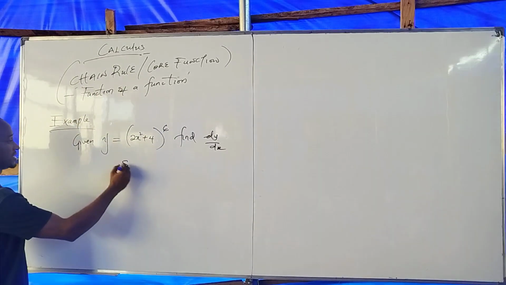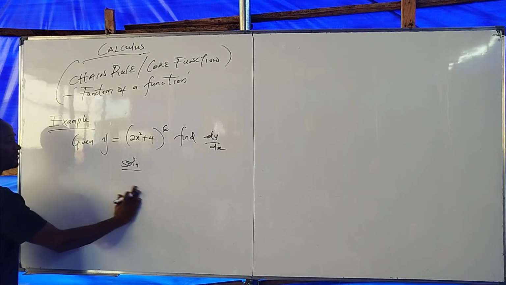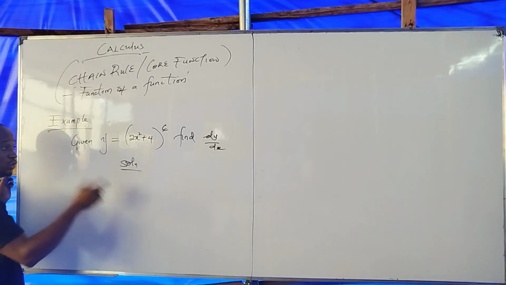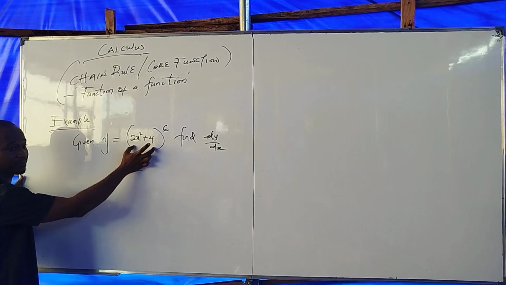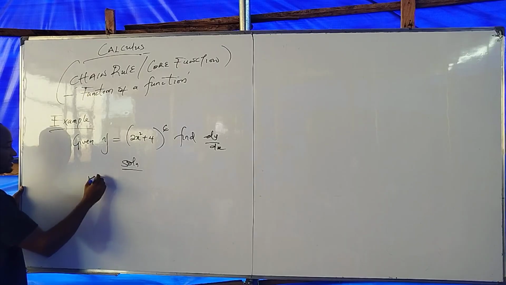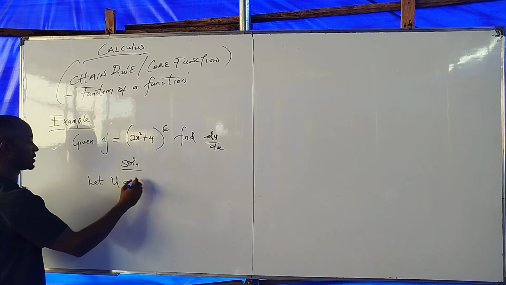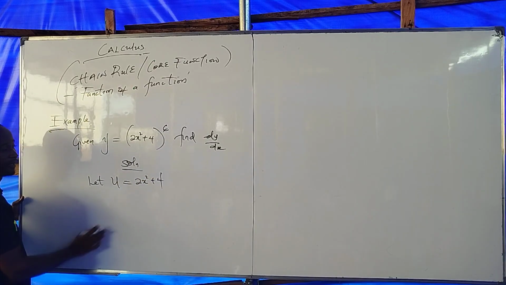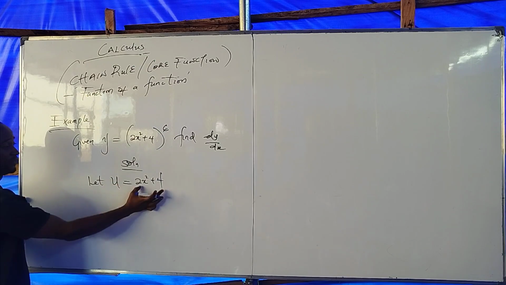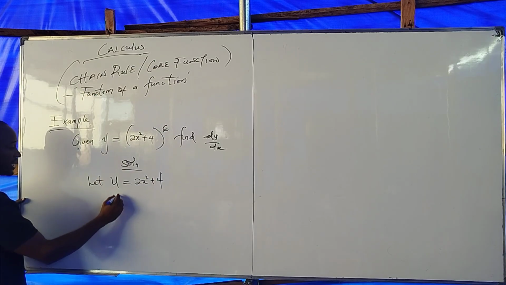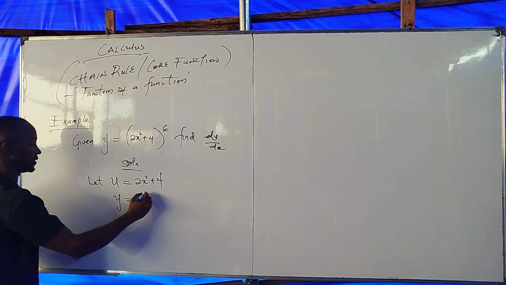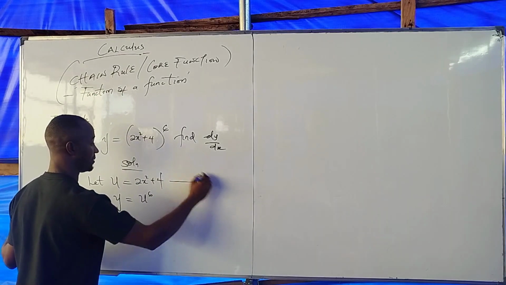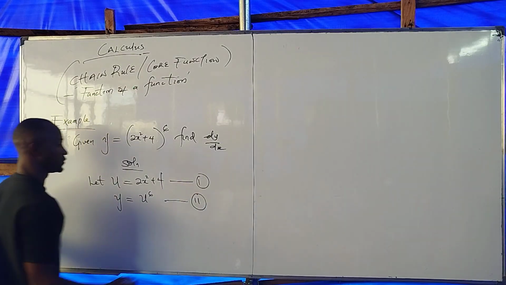Now, the solution to this is very simple. The first thing we have to do is to represent u with this co-function here. Let u equal 2x squared plus 4. If u equals this, that means y becomes u raised to the power 6. Is that clear? So I can say this is equation 1, and this is equation 2.